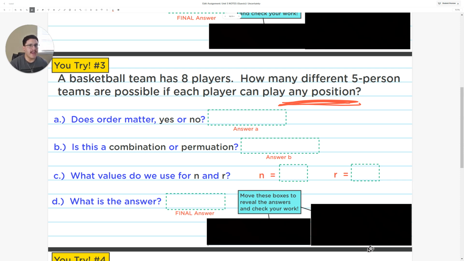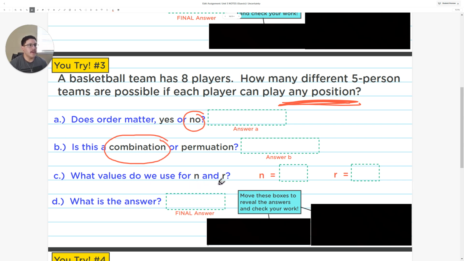So, if we can play any position, does it look like order matters? Does it matter if I choose the first person, second person, etc.? No, it does not matter. I don't care who's center. I don't care who's forward, point guard, etc. They can play any position they want. So, no, order does not matter in this scenario. Because order does not matter, this is a combination.